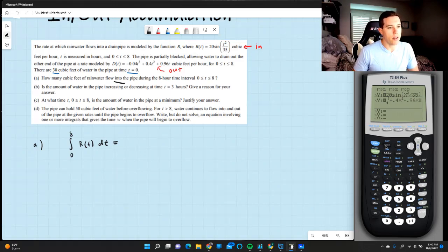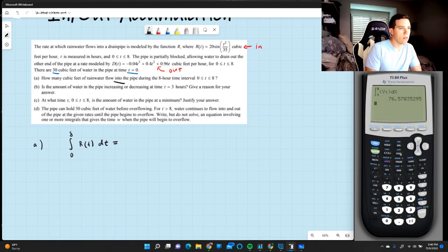Okay, so quit out of this, and the way this works, if you didn't do this last year, we math 9 from 0 to 8, and we're not going to retype the function here. We are going to use the variables, y variables, function y1. We are accumulating the function we have stored in y1 from 0 to 8. Enter. 76.570.